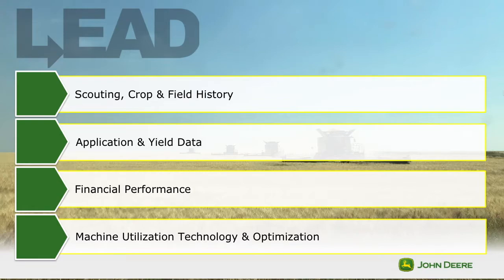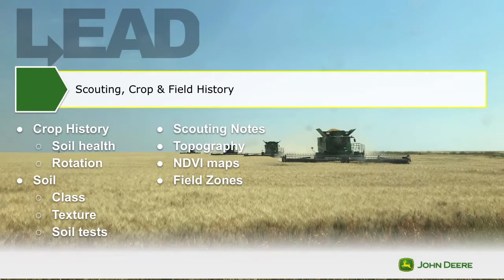While the list of data points that affects your farm is almost limitless, here at FieldSmart, we focus on what is most important to our customers. Crop, soil, and scouting history, yield and application data, financial performance, and machine efficiency data. By bringing these pieces together, our customers are able to optimize their efficiency, field potential, and their bottom line.